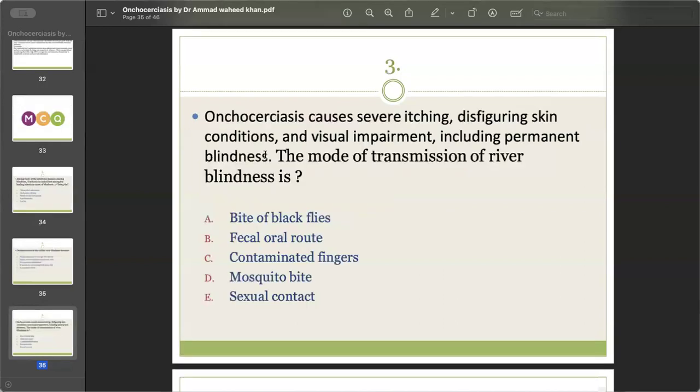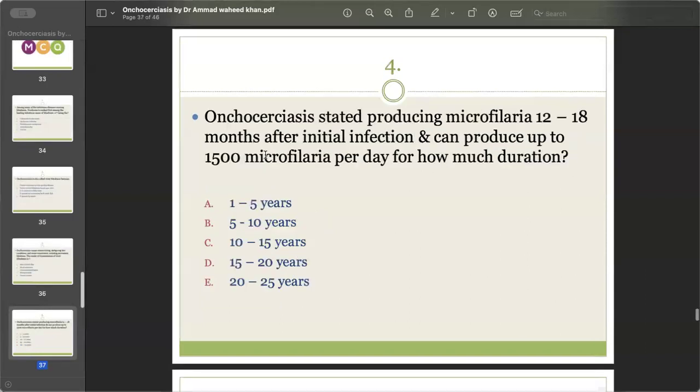MCQ number three. Onchocerciasis causes severe itching, disfiguring skin conditions, and visual impairment, including permanent blindness. The mode of transmission of river blindness is: option A, bite of black flies; option B, fecal-oral route; option C, contaminated fingers; option D, mosquito bite; option E, sexual contact. A is the right answer.